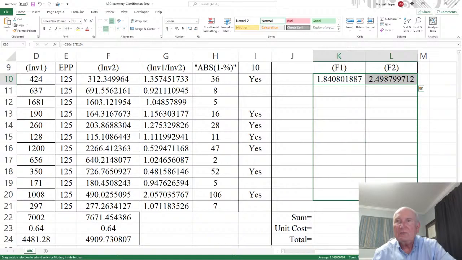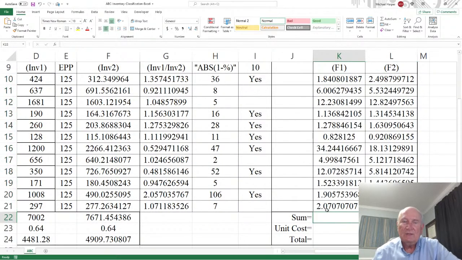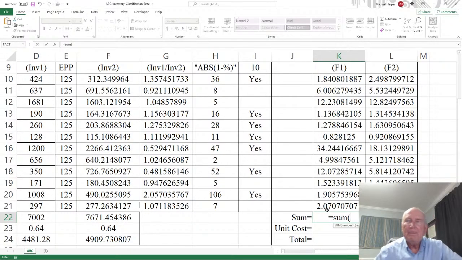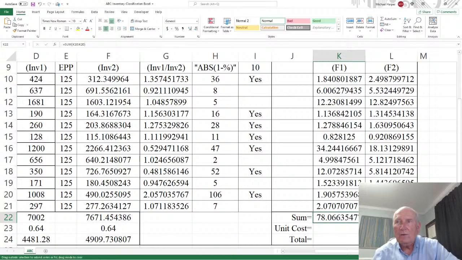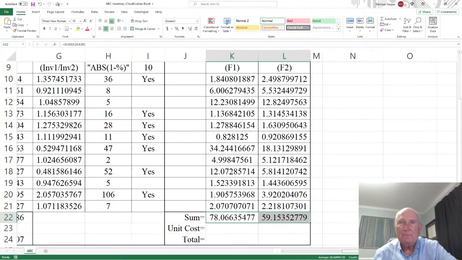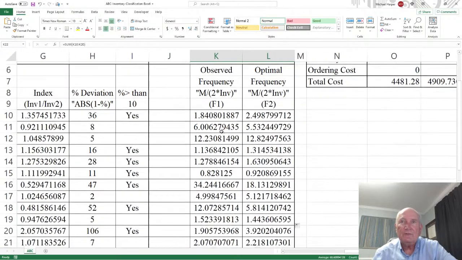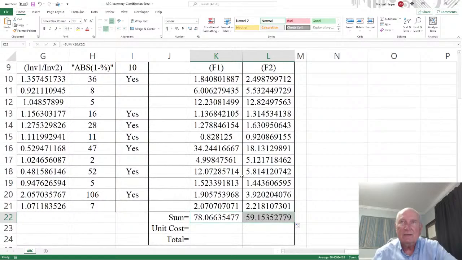So that's the frequency, the estimated frequency. So let me sum each of these. That's the total number of orders through the year. And notice the observed is 78 and the optimal is only 59. Whoops, let's bring this over here. There we go. The observed is 78 and the optimal is 59. So it significantly reduces the number of orders. So within the ordering department, purchasing department, it really does make things more efficient.